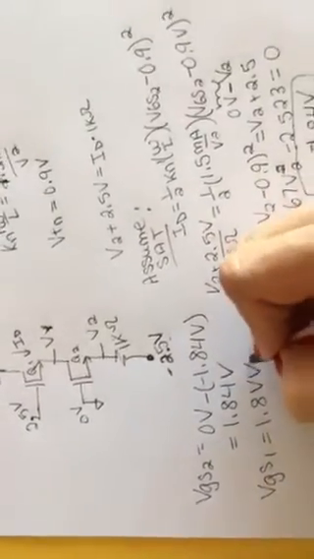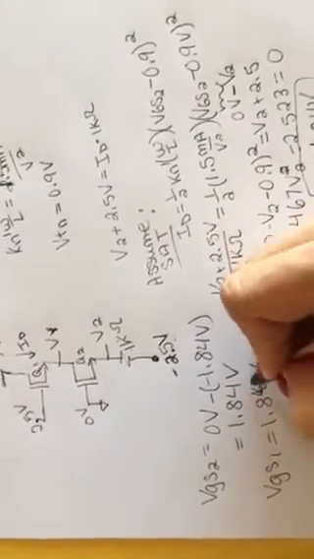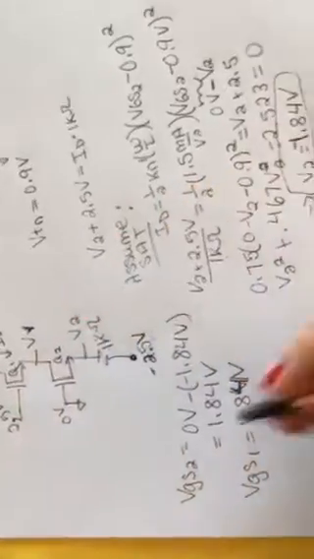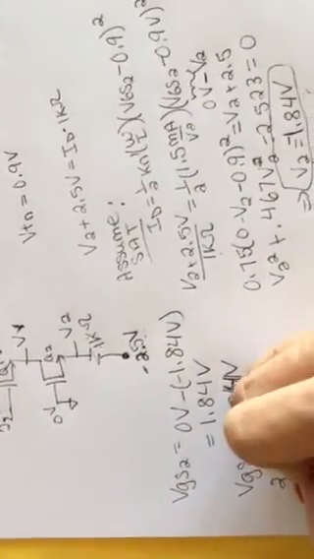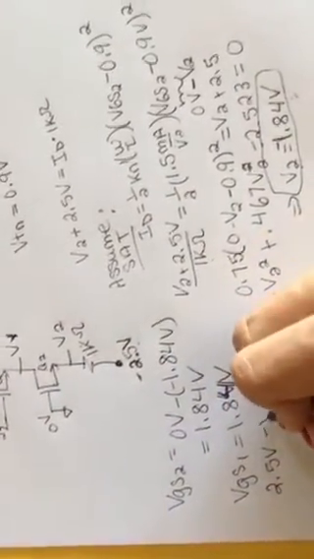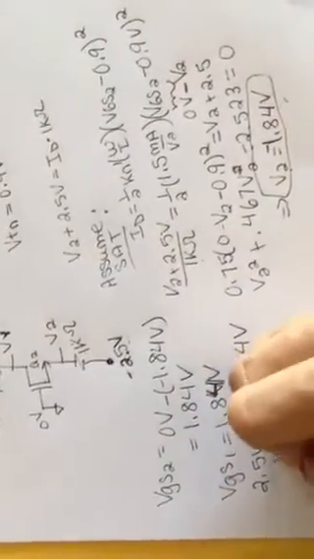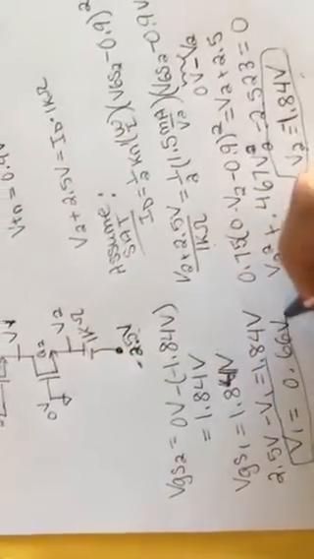And since we know VGS1 is 1.84 volts, and we know VG of 2.5, we can solve for V1. So VG, 2.5 volts, minus V1 equals 1.84 volts. So V1 equals 0.66 volts. All right, so there you go.